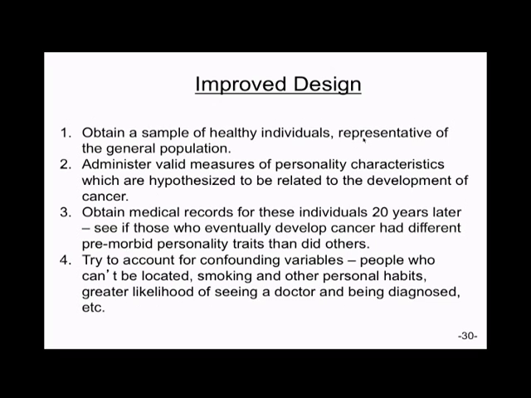And we'd also try to control for confounding variables. So maybe people who are more likely to develop cancer can't be located, or maybe they died. We also have to account for smoking, other personal habits, what people have a greater likelihood of seeing a doctor. Maybe some people have cancer, but it's never been diagnosed. So all of those factors have to be accounted for in our study.